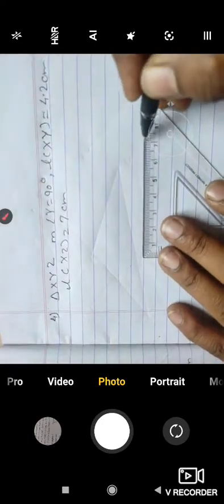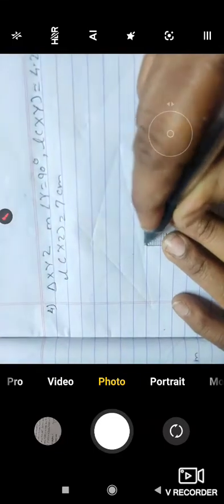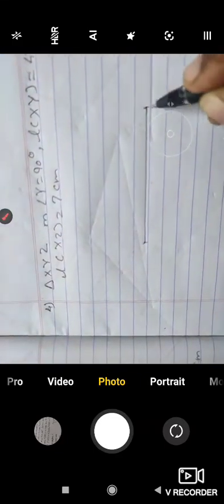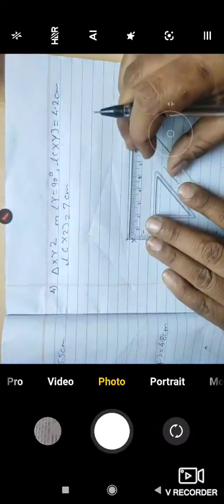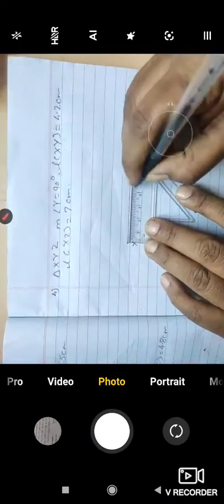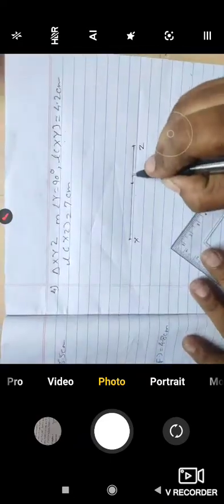Now here, first of all draw XZ of 7 centimeter. So I will draw here 7 centimeter XZ. Which angle? Here XZ I have drawn, but I want angle Y to be 90 degrees, and here Y is not there. So this is what happens. Instead of this, we have to take XY, that is 4.2. So I will take 4.2 here. This one I will cancel, otherwise I will draw in another place.